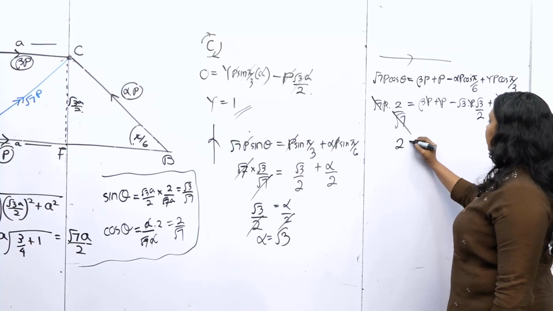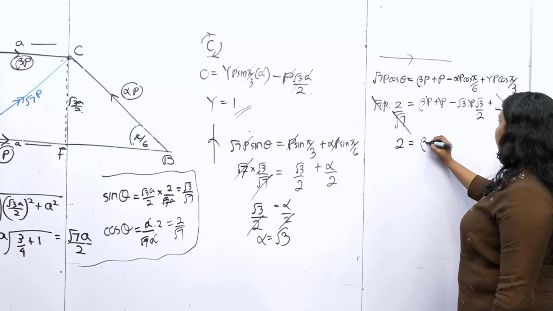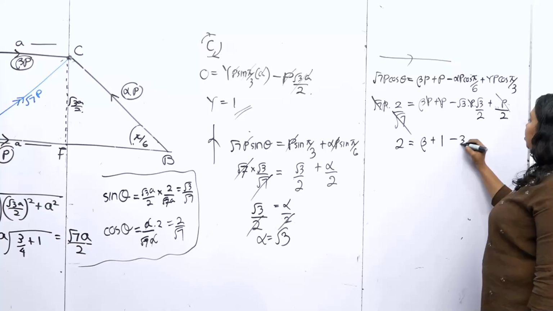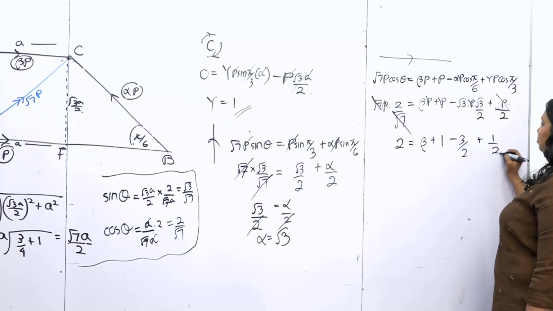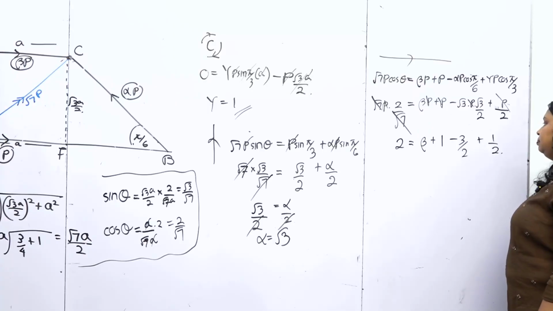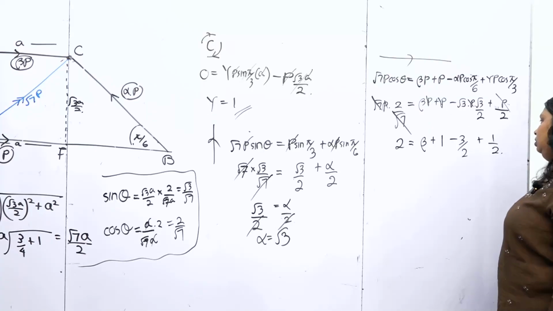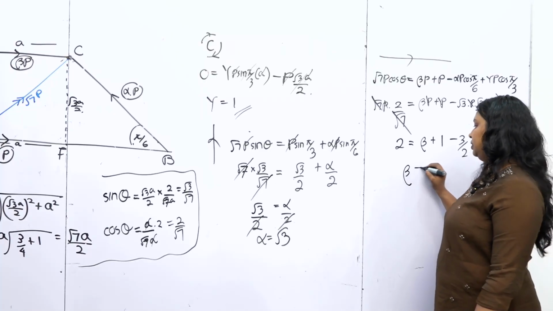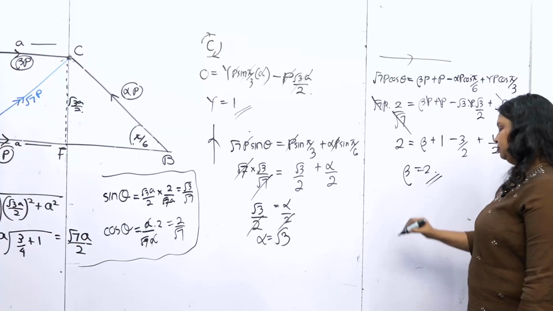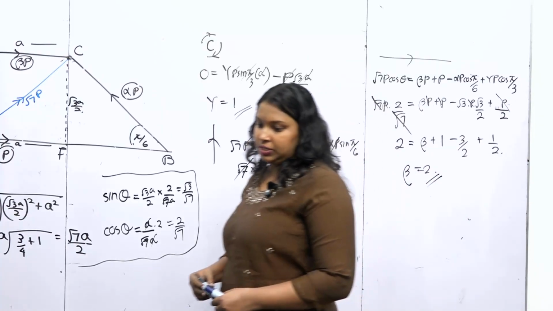So 2 equals, here we are getting beta plus 1 minus 3 over 2 plus half. Clear? So minus 3 over 2 plus half is minus 1, minus 2 over 2, we get, right? Minus 2 over 2, so that is minus 1. So we can get the answer as beta equals 2. Here, plus 1 minus 1 is 0. So beta equals 2. Clear? Right. Let's move to the next part of the question.